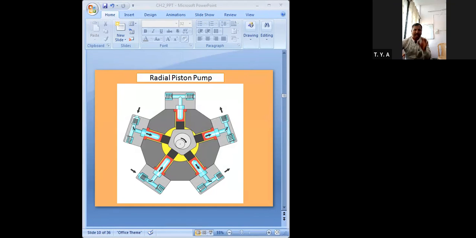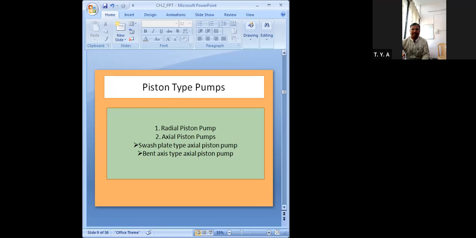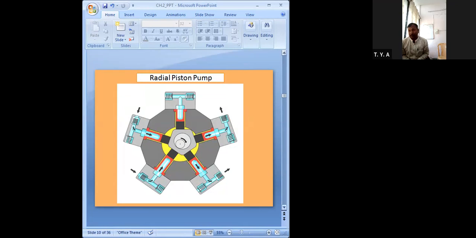Just have a look at the diagram so that you will get the answer. Now here itself I will tell some advantages of this piston pump also. As we know, piston pumps come in radial and axial types. The first advantage is that these piston pumps are capable of delivering high operating pressures.